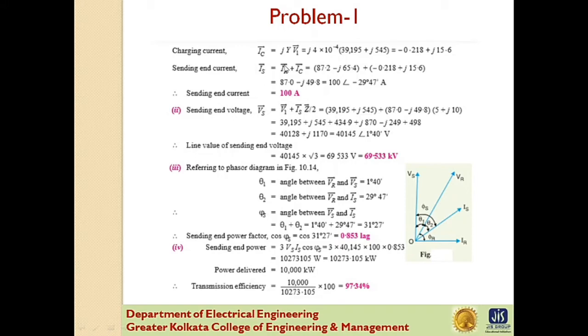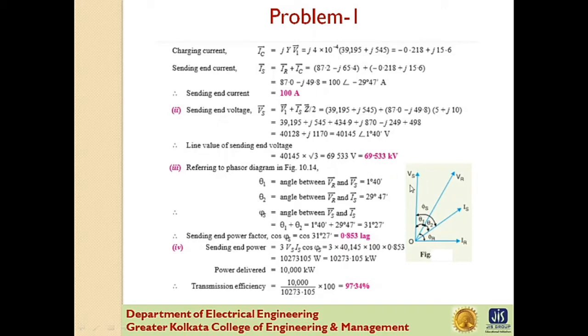So the magnitude of sending end current is 100 ampere. Next, sending end voltage, we already derived this formula, and putting the value of V1, Is and Z, we get the value of Vs, that is 40145 magnitude and angle 1 degree 40 minute volt. Line value of sending end voltage is equal to phase voltage into root 3. So the magnitude of phase voltage is 40145, into root 3. So this is equal to 69.533 kV. This is the sending end voltage.